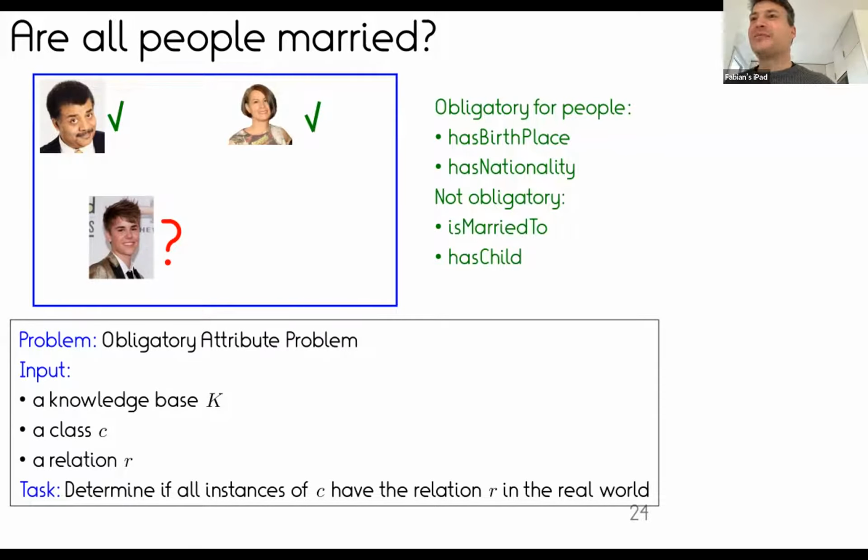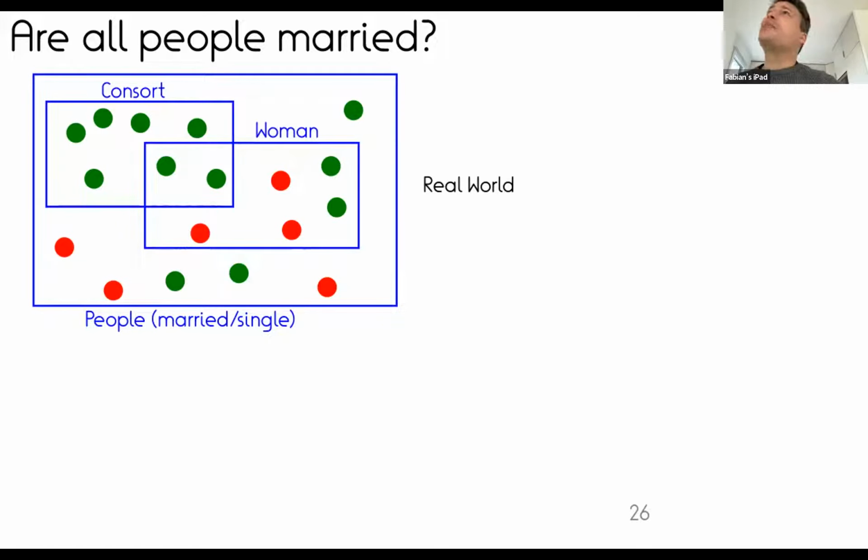So this is the set of people, and suppose the green dots are the people who are married, and the red dots are the people who are single. Yeah? So then suppose we have also the classes. So here, for example, we have the class of woman, which is a subclass of the class of people. And I'm introducing here another class, which is the class of consorts. These are people whose only job is to be married to a king or to a queen, the royal consort.